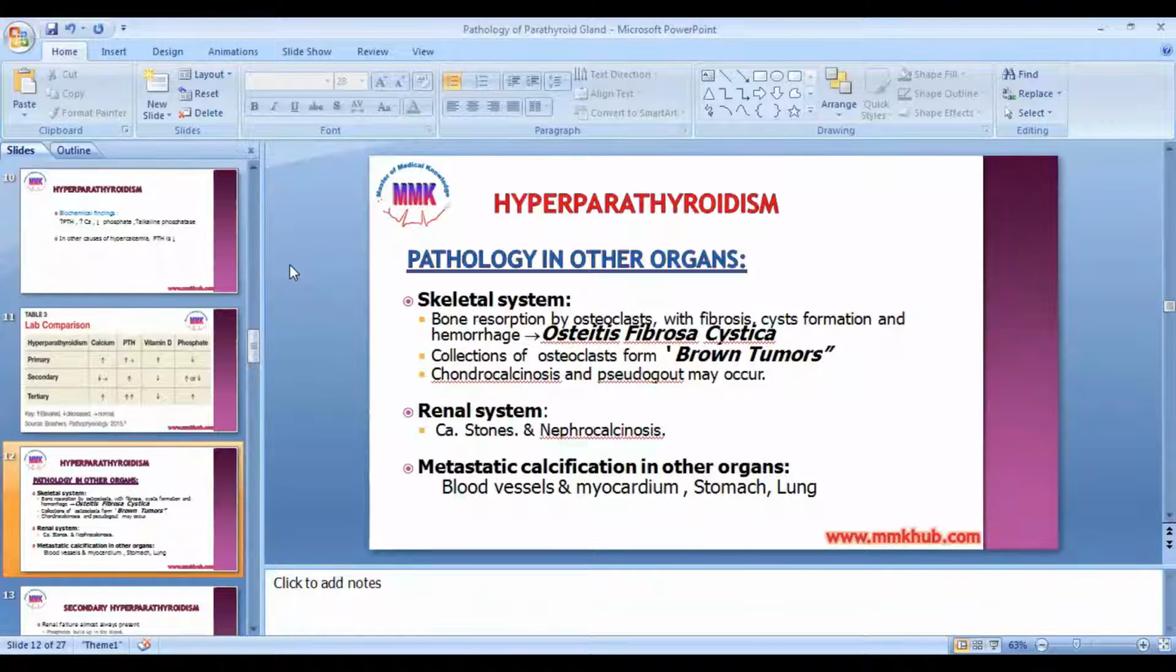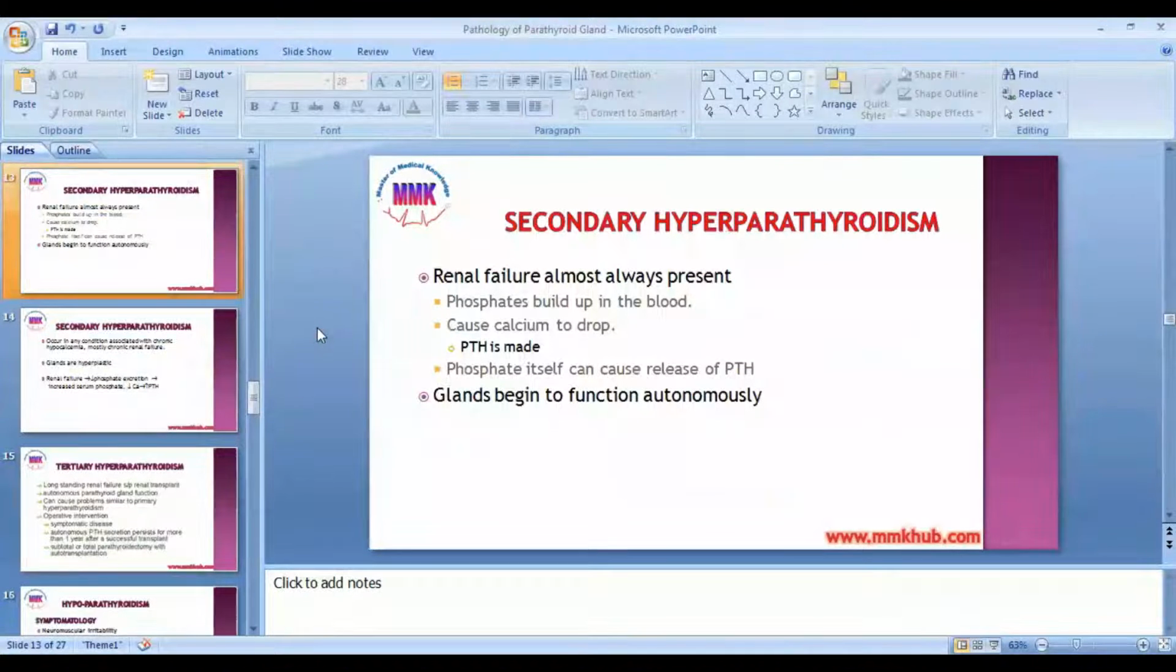Similarly, there can be a collection of osteoclasts in the bone, which forms the brown tumors. It is also a typical feature of the hyperparathyroidism. At the same time, there can be chondrocalcinosis and pseudogout. In the renal system, calcium stones and nephrocalcinosis can be present, and there can be metastatic calcification in other organs, for example, the blood vessels, myocardium, stomach, and lungs. This is all about the primary hyperparathyroidism.